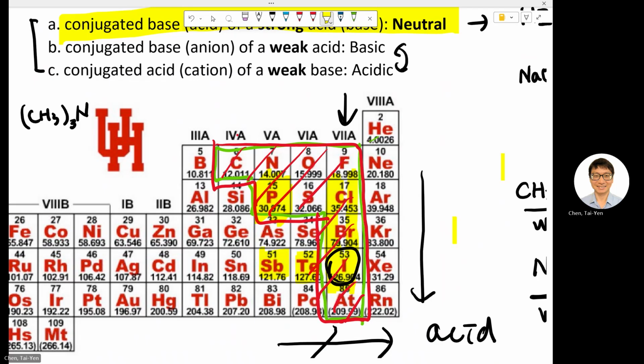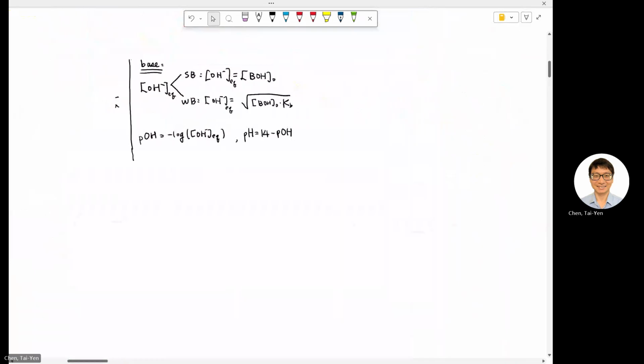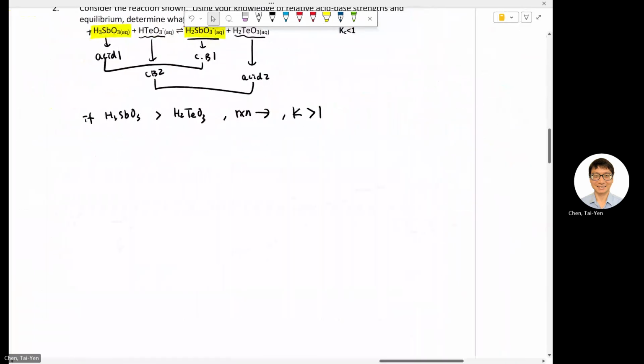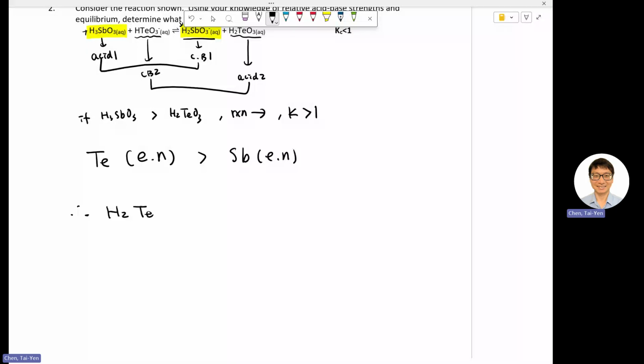So we know Te's electronegativity is stronger than Sb's. Therefore, H2TeO3 will be a stronger acid than H3SbO3. Therefore, the reaction is going to move to the left. Therefore, your K will be smaller than 1.